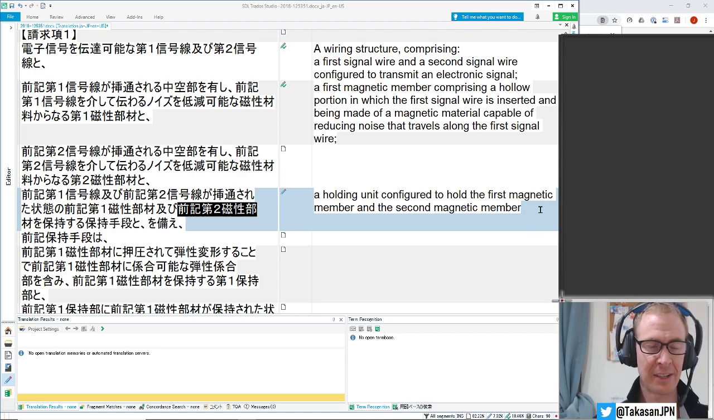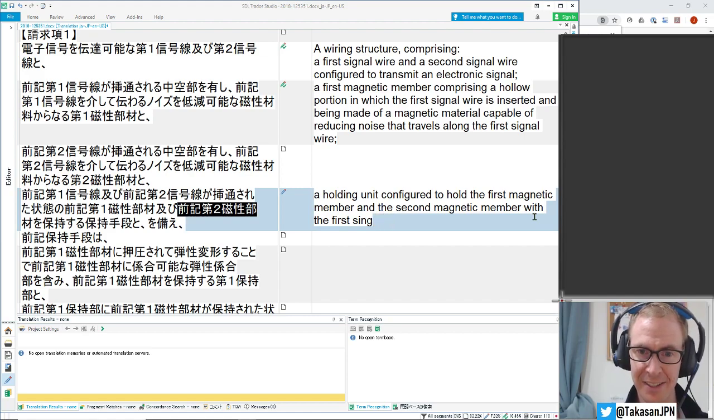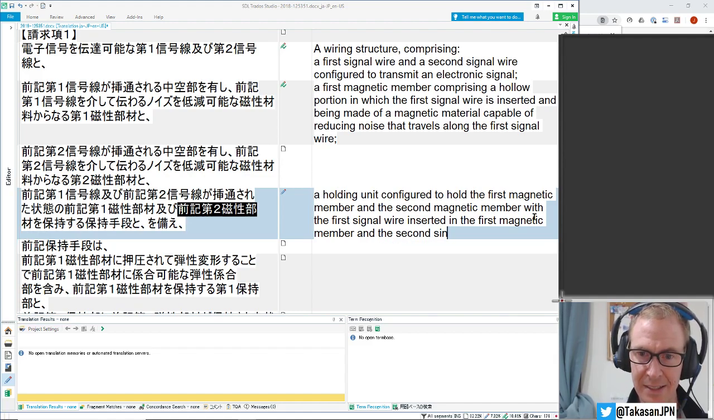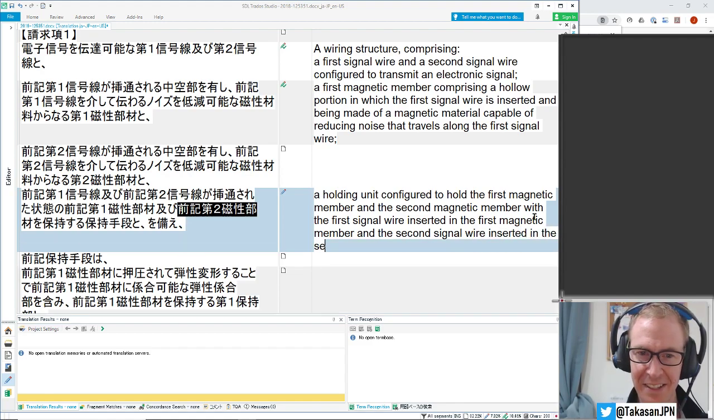So if we were to do a faithful translation, I would, with the first signal, I'm going to be doing that a lot, signal wire inserted in the first magnetic member and the second signal wire inserted in the second magnetic member.